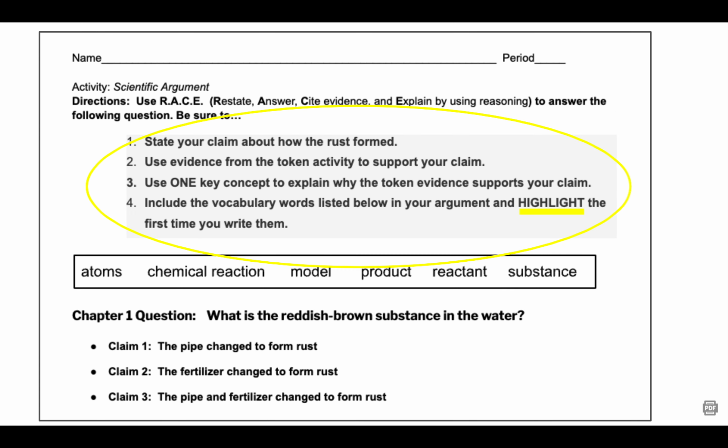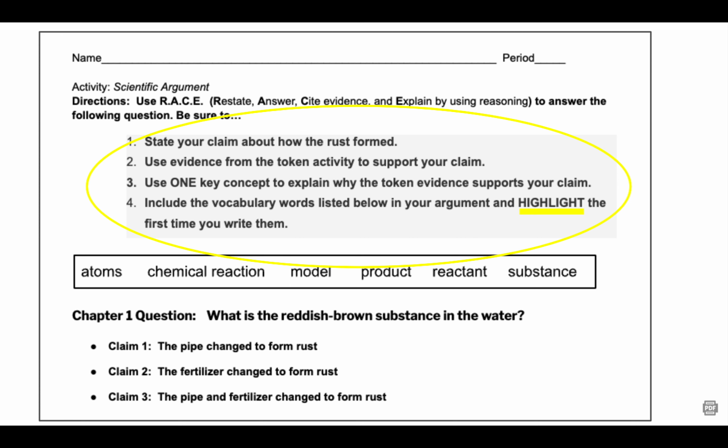This is the scientific argument. The scientific argument is one that we are using to answer the Chapter 2 question. I've screwed up in that I copied the Chapter 1 question scientific argument, and I changed everything that I needed except for the actual question.